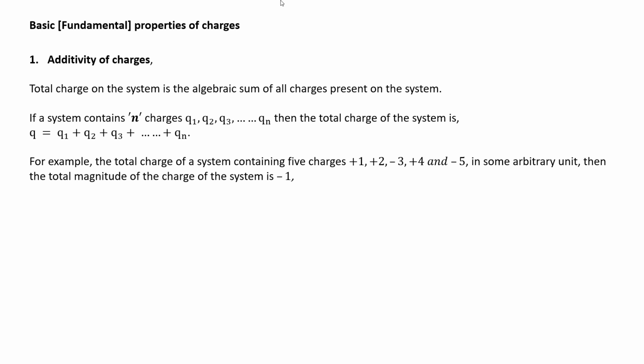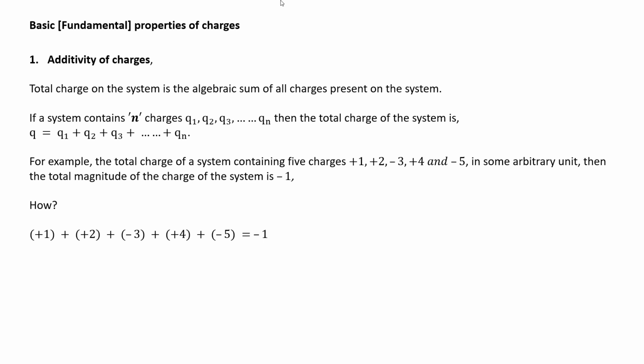Now, if we add all this, the addition will become minus 1. How? According to algebraic addition, we have to consider the positive and negative signs. So plus 1 plus 2 minus 3 plus 4 minus 5. If you add plus 1 plus 2, that is plus 3, and minus 3 plus 3 becomes 0. Now what remains is plus 4 and minus 5. So plus 4 and minus 5 is minus 1. So this looks like an algebraic sum, but you have to include the types of charges here.